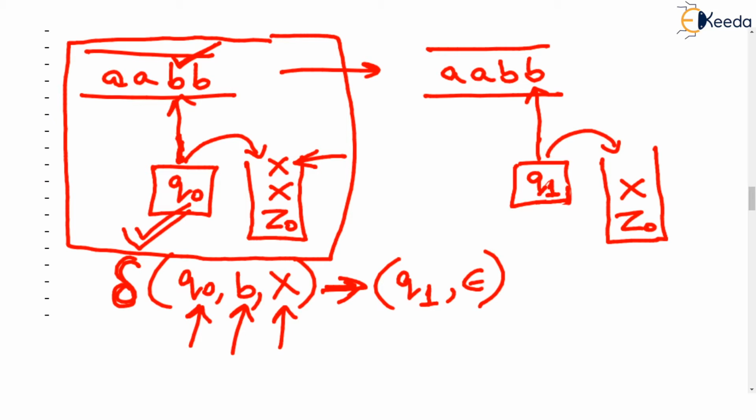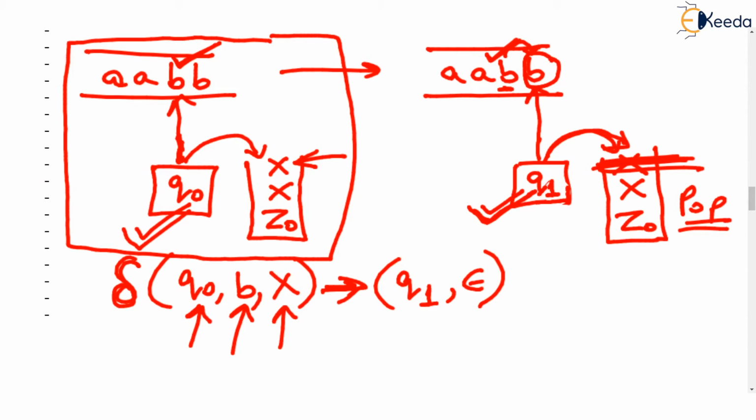Now observe what has happened. The PDA has moved to the next symbol b. Next time the PDA will read this b, but currently it has read the first b in the input. But notice, the machine is no more in Q0 state. It has changed the state to Q1. And observe that we had x and z0 on the stack, but this x has been taken out, and now we have only z0. This is clearly a pop operation.